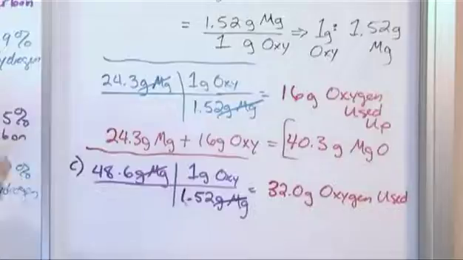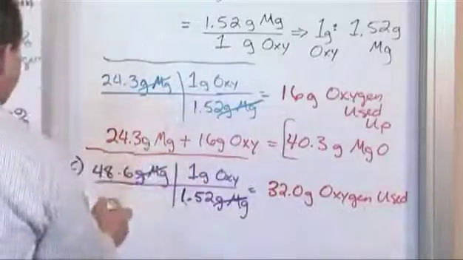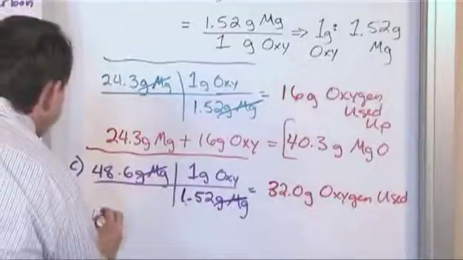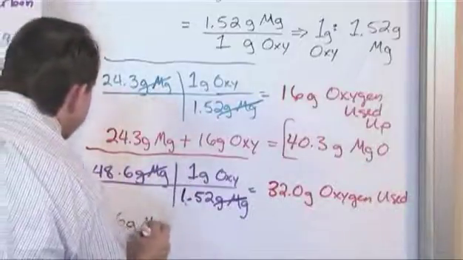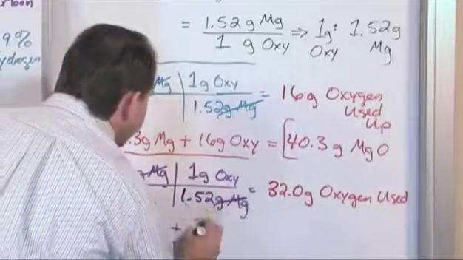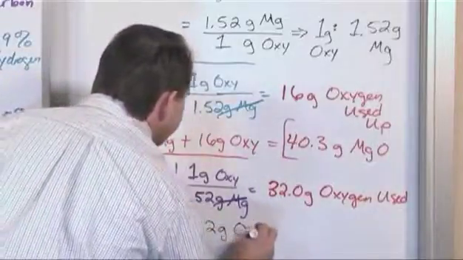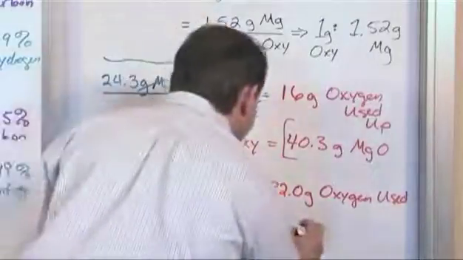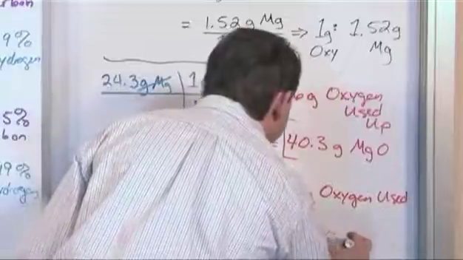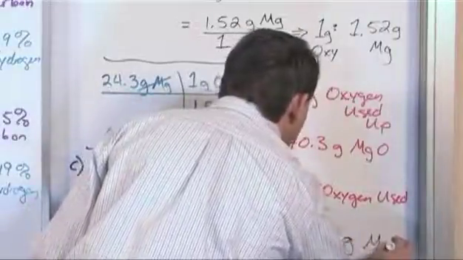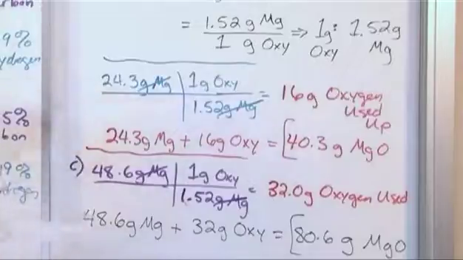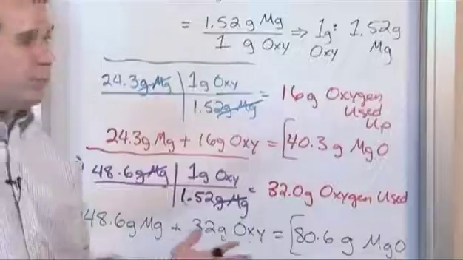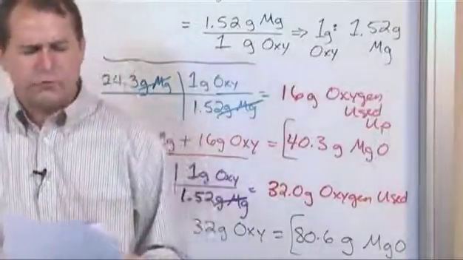Okay? So in order to find out how much product we have, we just add these numbers together: how much magnesium and how much oxygen. So we have 48.6 grams of magnesium plus the 32 grams of oxygen. And that's going to equal, 48.6 plus 32 is 80.6 grams of magnesium oxide, which is the product. So in other words, we doubled everything, so the amount of product that we get is double the other case. And that was sort of the point with this.